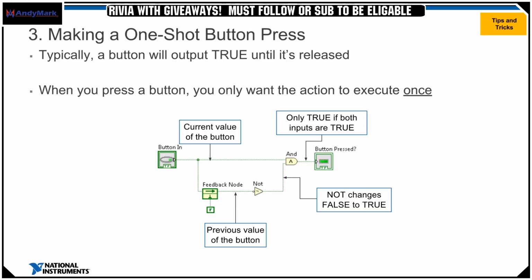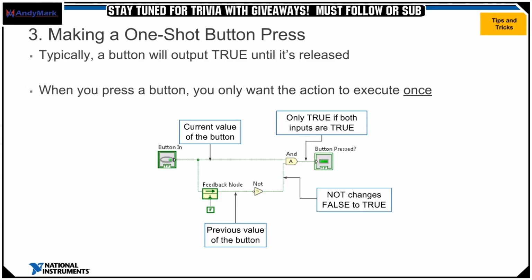So this is the code you would want to use to build a one-shot button press. That input terminal on the left there is going to be your button in, so that would be your initial button value, and that top wire is going to have the current value of the button. Looking at the wire that goes down and around, we run into what's called a feedback node. This preserves the previous state of the wire that it's on. So in this case, it's going to continue to preserve that false value that we wired into the bottom there, because our button should be false by default, and then when it goes true, we want to see that.